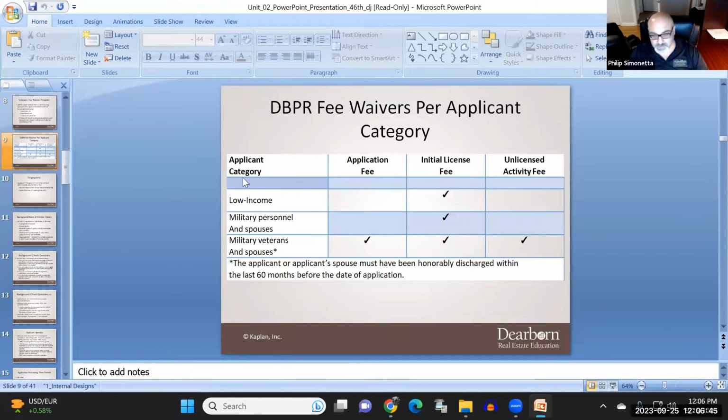So let's look at these waivers. If you qualify for the low income waiver, you still pay the application fee and unlicensed activity fee, but they waive the initial license fee. Military spouses, military personnel under spouses: you still pay the application fee and unlicensed fee, but not the initial fee. That's after 60 months, right? But if you're a military veteran and a spouse, you get all three waived, within 5 years. Make sense? Yes, sir.